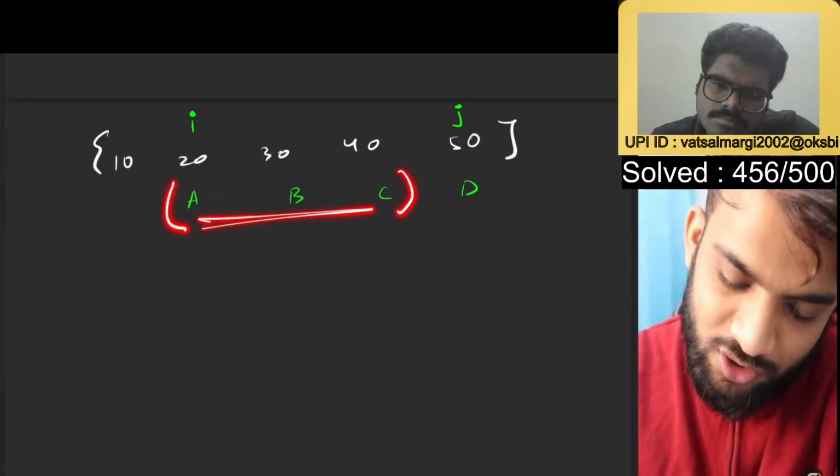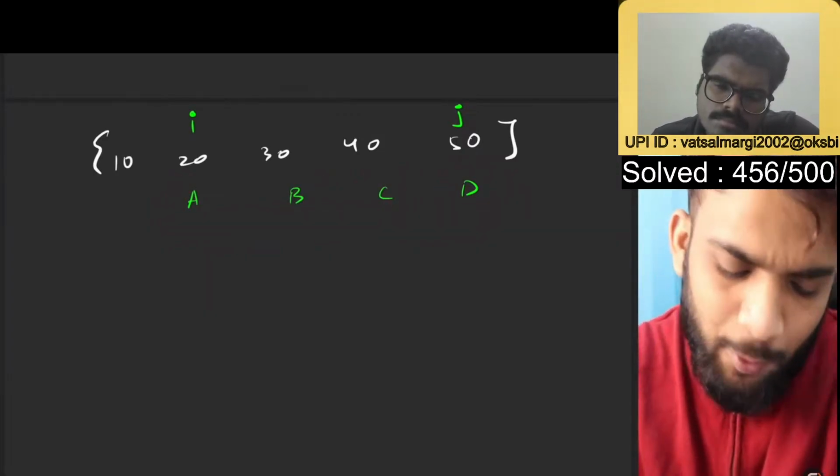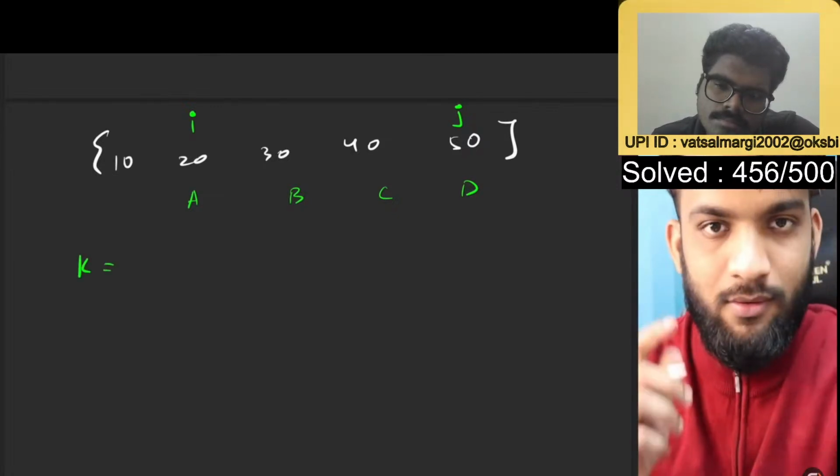Or I can have something like this where I solve this and I solve this and I add them up. So like, yes, that actually makes sense. So can I say, if I run a loop A.